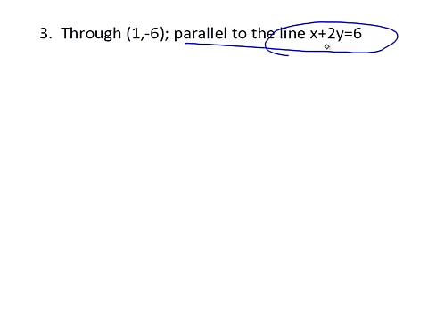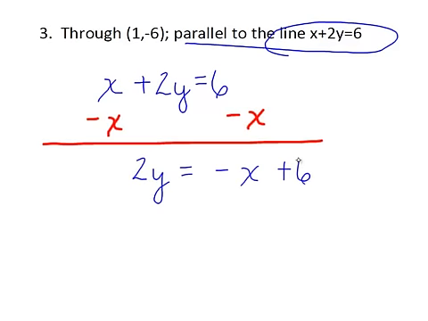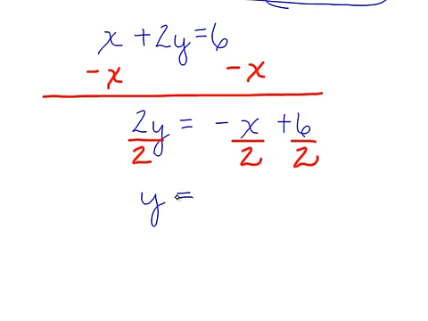Okay, well, what's the slope of this line? x + 2y = 6. In order to find the slope of this line, I need to solve for y. So I will subtract x from both sides. Now remember, you can't put that x and 6 together. Those are not like terms. And now I'm going to divide everything by 2. So y is equal to -1/2 x + 3. So the slope of this line is -1/2.